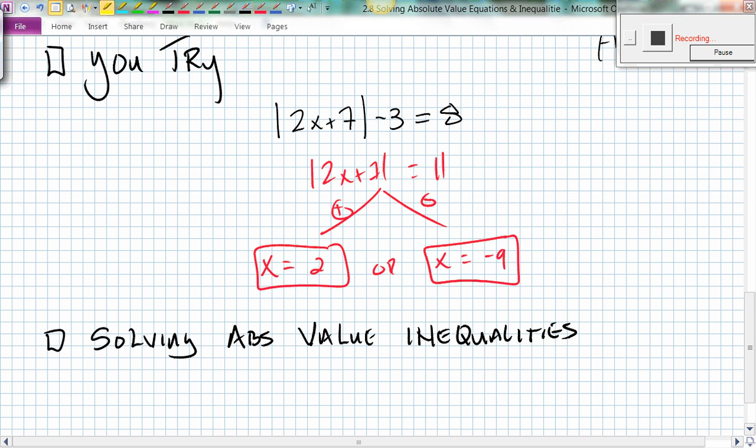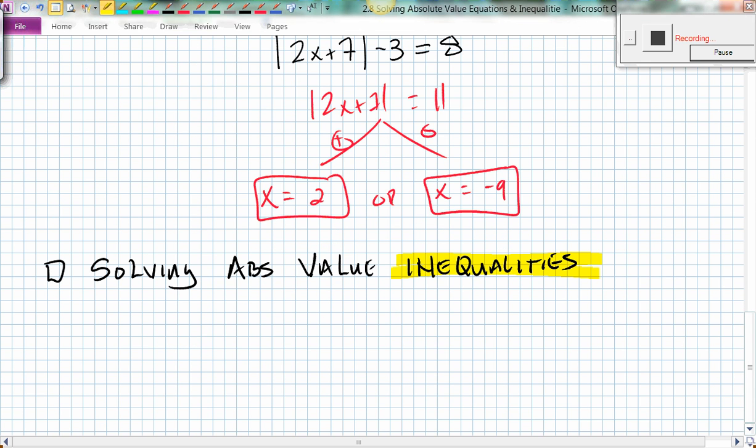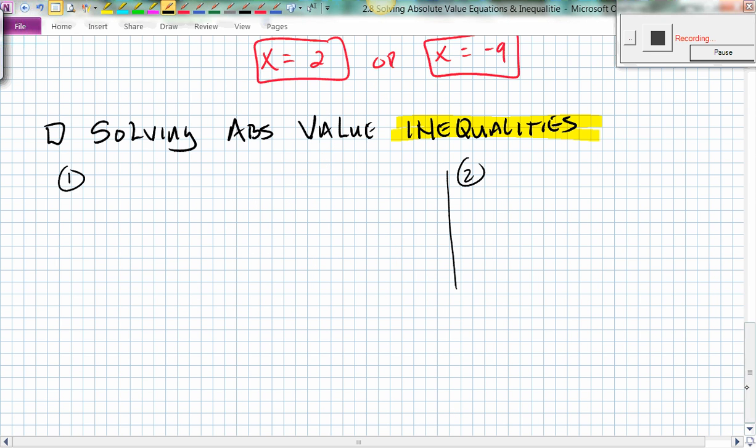So it's the same thing as before, except I'm changing equations to inequalities. Okay. Now there are two situations here. I'm gonna give you both of them, and I don't want you to mess it up. Here's the first one. Here's the second one. And I'm gonna draw a line right down the middle so we can compare the two.